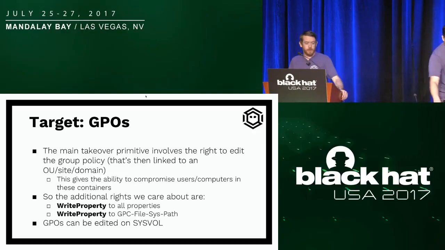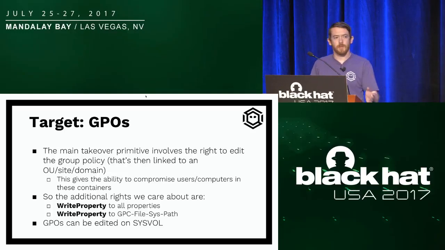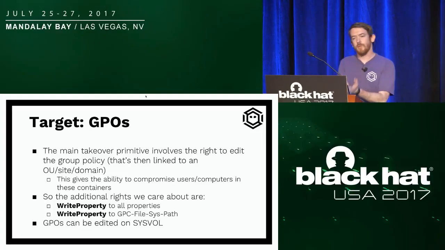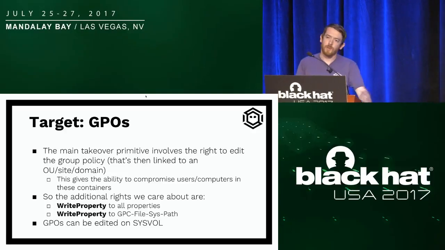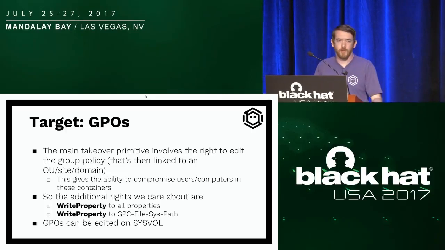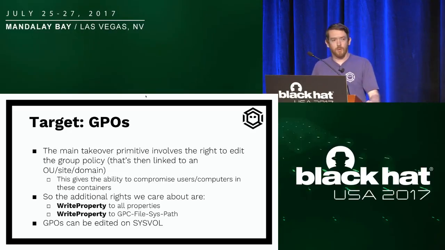So GPOs, group policy objects. The main takeover primitive for GPOs involves the right to edit the GPO itself. These group policy objects are collections of settings that are applied to OUs, sites and domains. Those are then filtered down through the inheritance that Andy talked about, kind of like ACEs. And these settings are applied to user and computer objects all the way down the chain. So if you have the ability to edit a GPO, there's 1,000,001 ways to turn that into code execution on a computer it's applied to, or to modify something about the user. You can change registry entries, schedule tasks. There's 1,000,001 things.